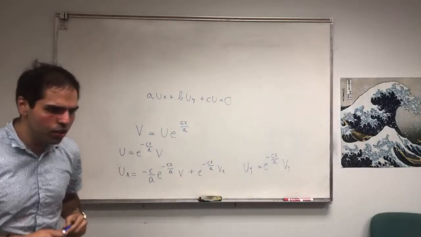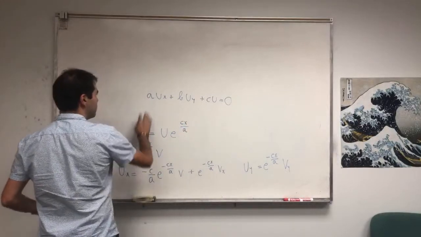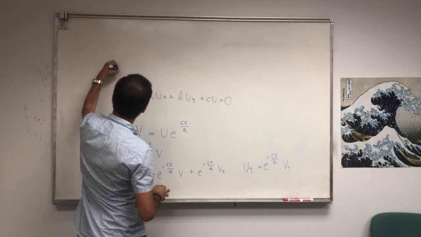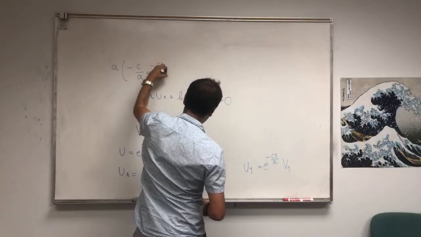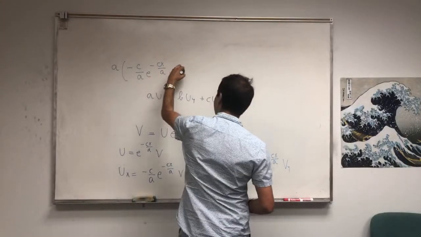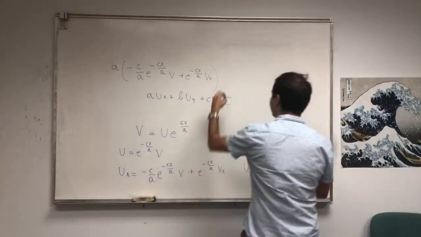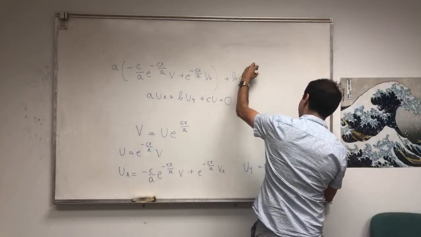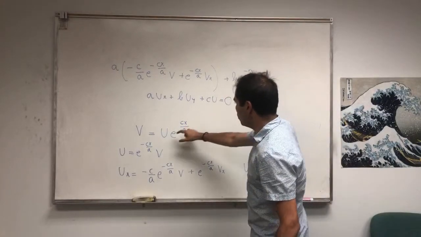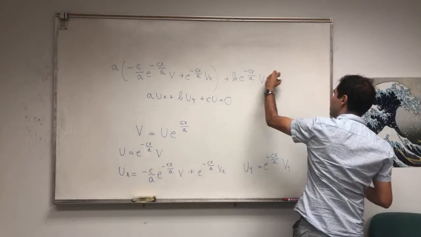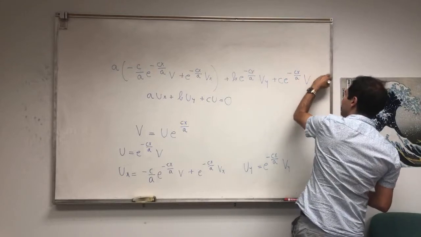And all we want to do is plug this into the PDE, and then what we get, let's see, a u_x becomes a times minus c over a, e to the minus cx over a, v, and then plus e to the minus cx over a, v_x, plus b, e to the minus cx over a, v_y, and finally c u, which becomes c, e to the minus cx over a, v. And that's equal to 0.